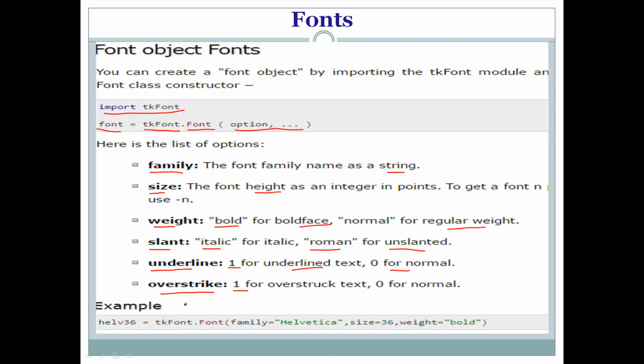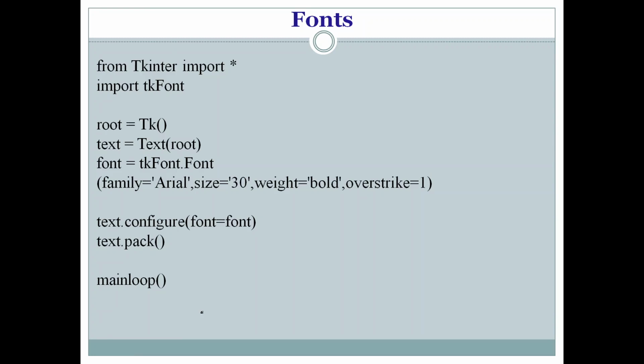Okay, so one example is given here. Say we are creating a font object Helvetica 36, some object name equals tk font dot Font, and we have passed, you can see, family is Helvetica, size is 36 and weight is bold. So this will create a font. Once you have created a font object, you can apply it to any widget or to the text of any widget you want. Now how can it be applied? Let us go through an example.